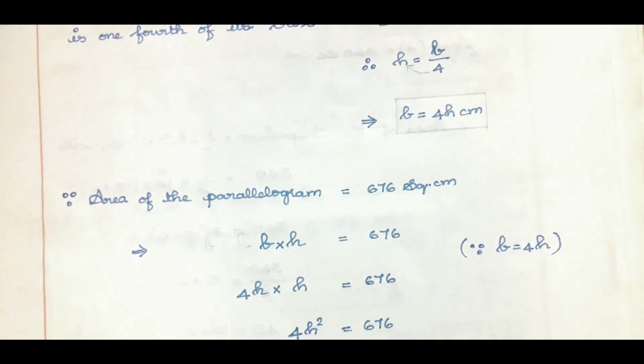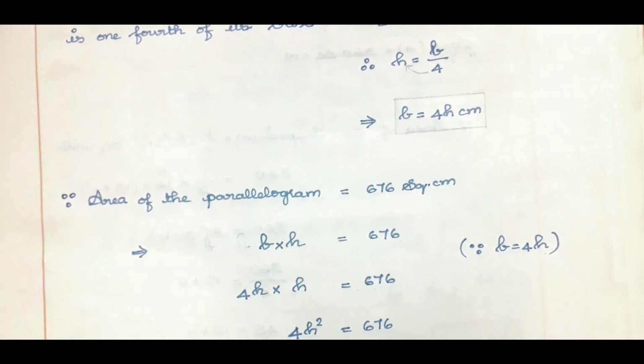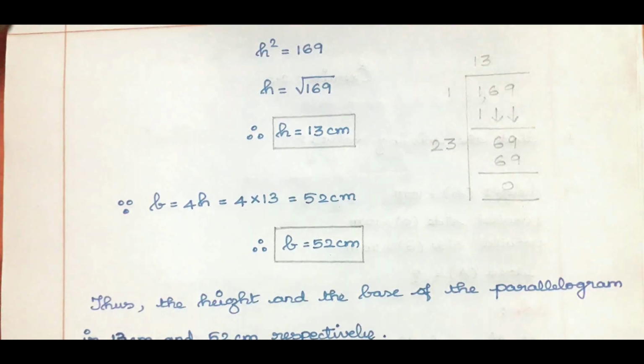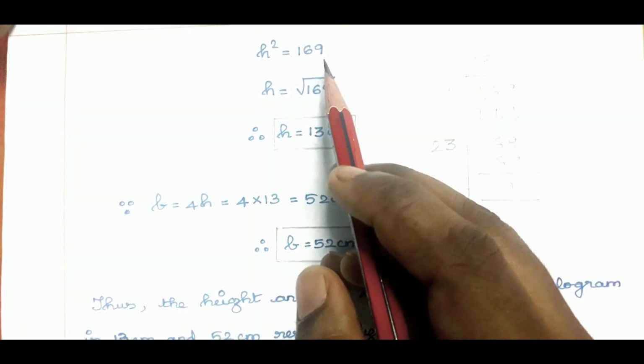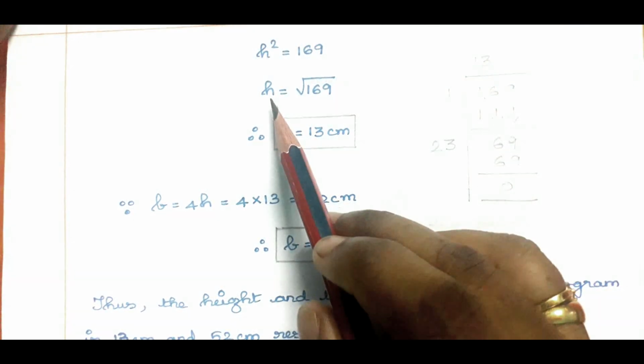Take this 4 to the other side, it becomes h square is equal to 676 divided by 4. 1 4 is 4, and here 1 4 is 4, remainder 2. 6 4s are 24, remainder 3. 9 4s are 36. Therefore we got h square is equal to 169. h square is equal to 169. So we want to find h.